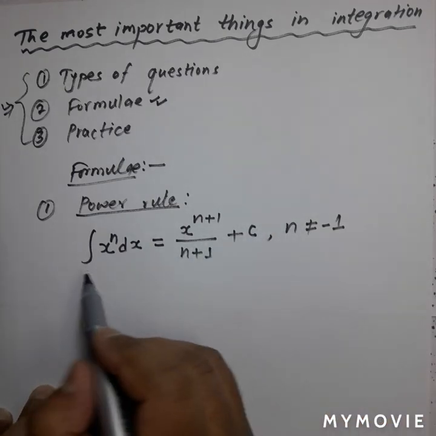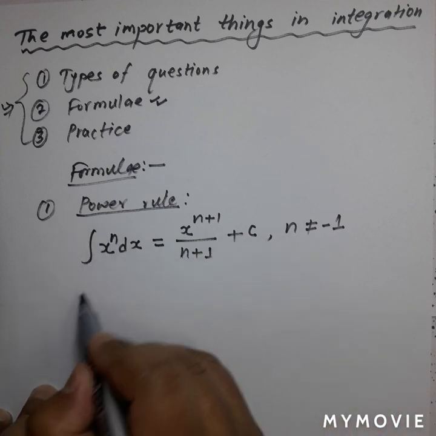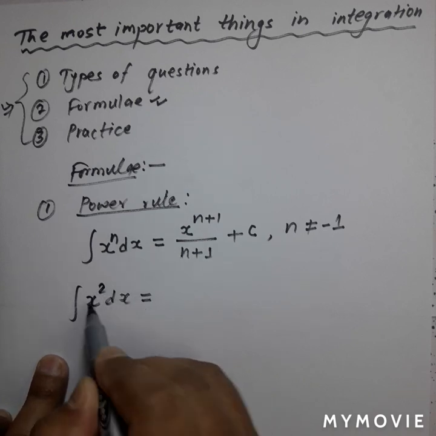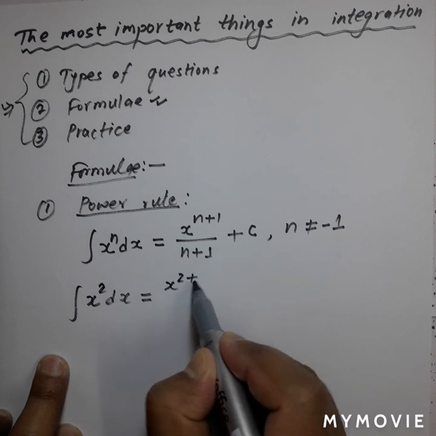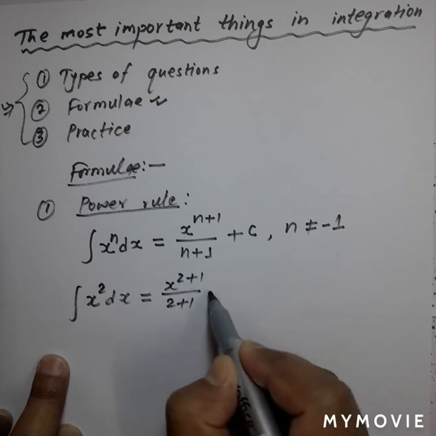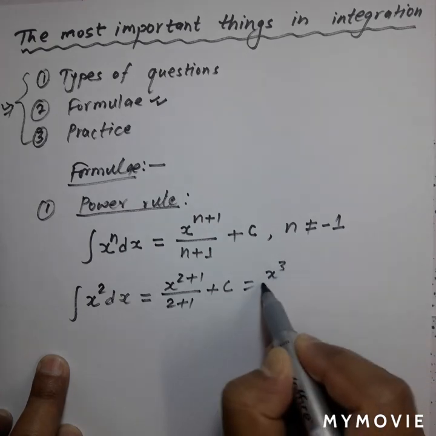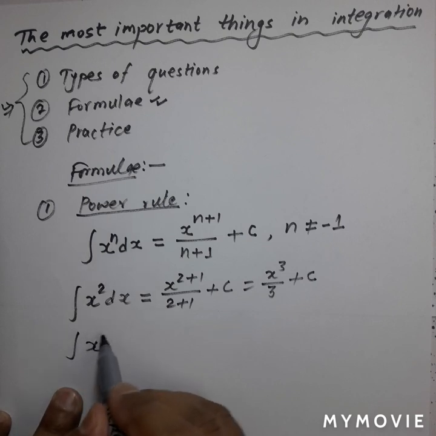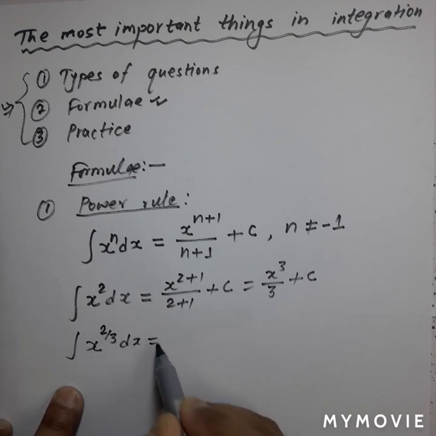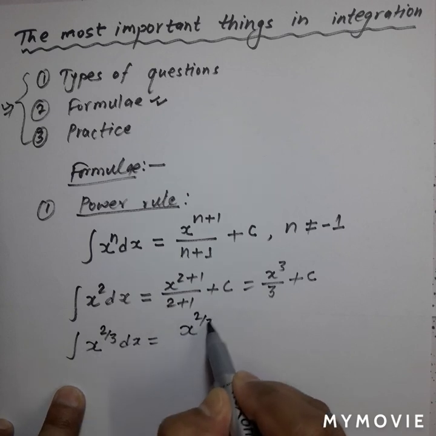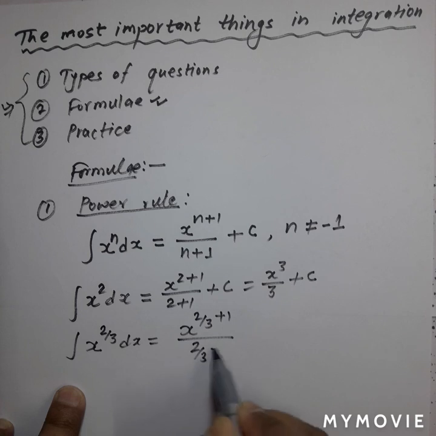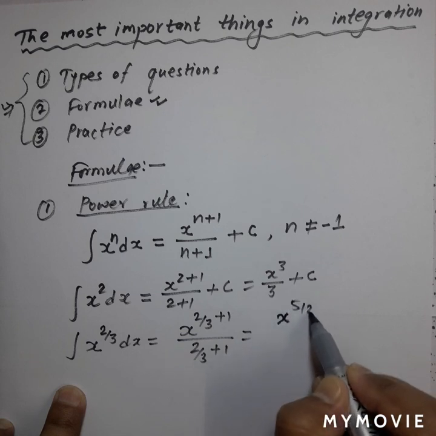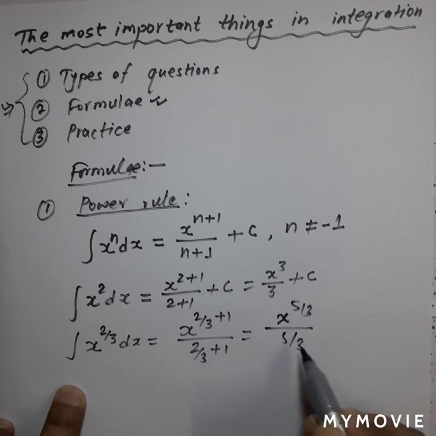Okay, let's do some examples related to this formula. Integration of x power 2 dx. So what is its answer? x power 2 plus 1 by 2 plus 1 plus c, and it is x cube by 3 plus c. Okay, let's take another, x power 2 by 3 dx. So its integration is x power 2 by 3 plus 1 by 2 by 3 plus 1, and it is x power 5 by 3 by 5 by 3 plus c.